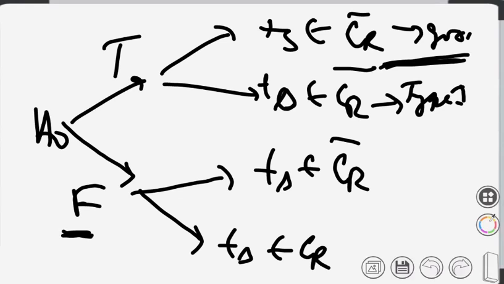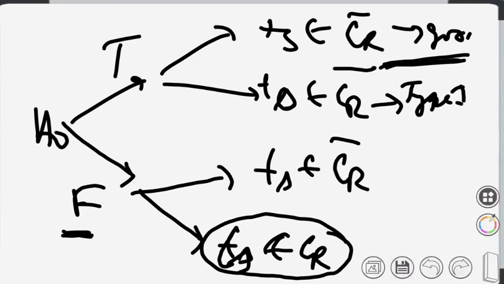If the test statistic falls in the critical region, what will happen? If TS belongs to CR, then what will happen? If the value of the test statistic falls in the critical region, then we will reject the null hypothesis. Then we will reject the null hypothesis and accept the alternate hypothesis.